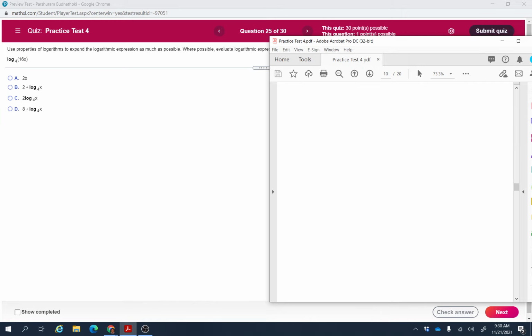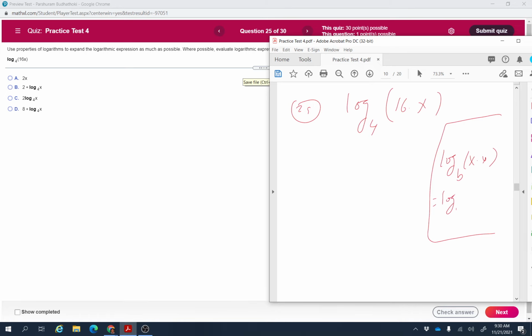So here we can use the product rule because there is a log base 4 of 16 times x. Remember, the product rule means if there is a log base b of xy, then we can write it as log base b of x plus log base b of y. So here it's log base 4 of 16 plus log base 4 of x.